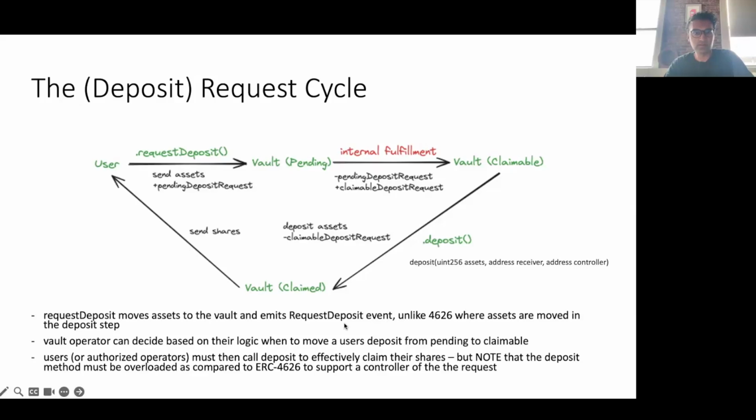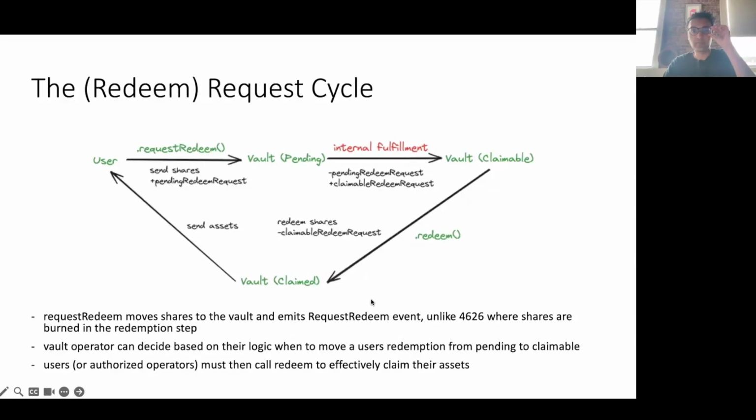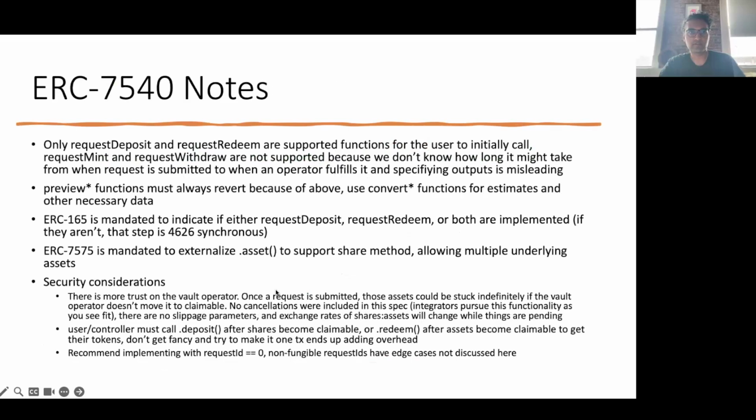So yeah. Really the same thing for the request cycle on redemptions. The only thing here is that there's no overloaded function required, because redeem in 4626 already supports the additional parameter. And yeah, that's pretty much it for that.